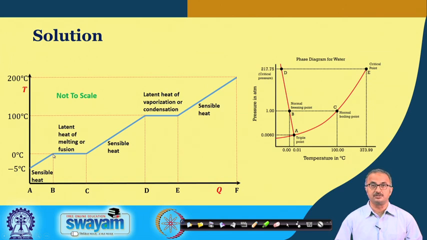Then once it reaches 0 degree centigrade, the phase transformation will occur. So during this time there will not be any change of the temperature while the ice will be melting, and in this case we shall be using the latent heat of melting or fusion. After all the ice melts, then what happens? It will now be again further increasing its temperature. Now it will be water here, and again we shall be needing the sensible heat to increase the temperature of water from 0 degree centigrade to 100 degree centigrade to get the saturated liquid.